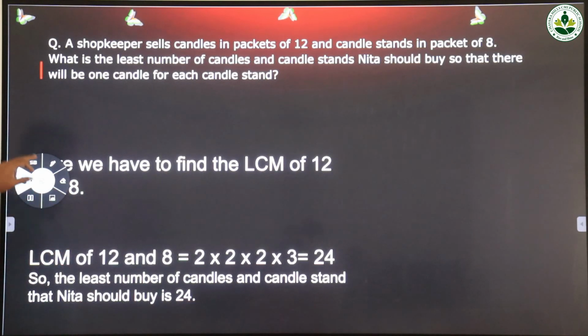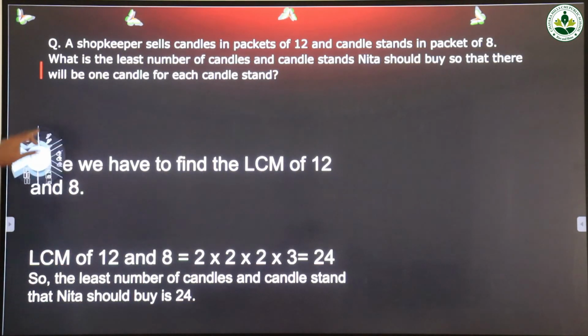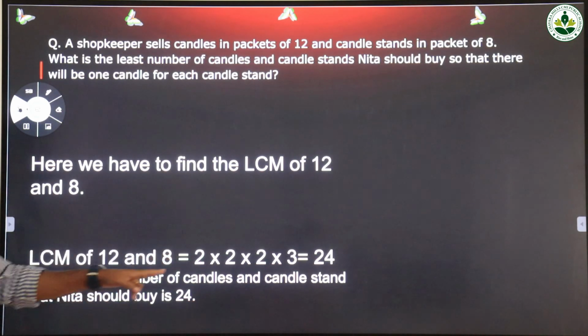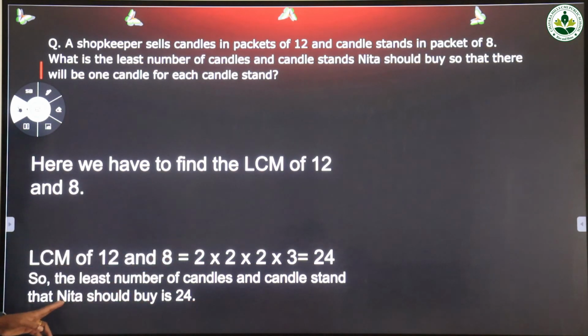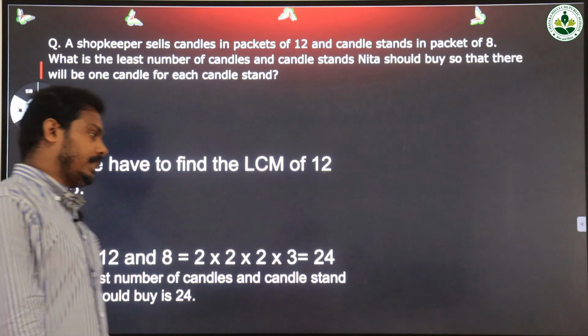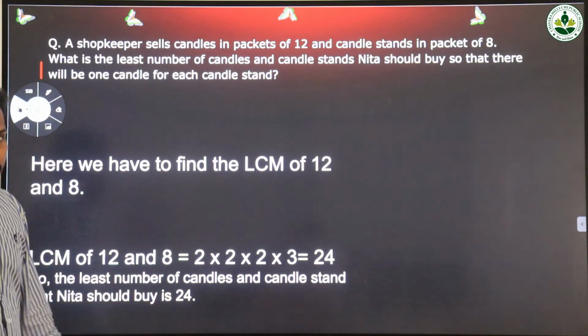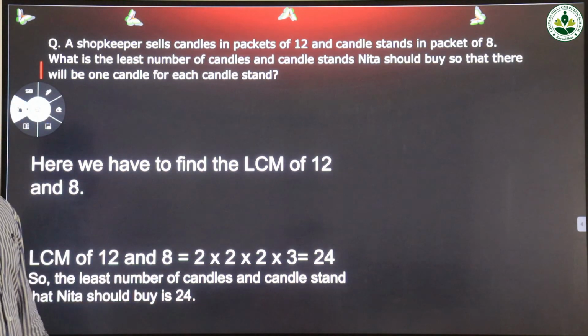We have to find the LCM of 12 and 8. LCM of 12 and 8 is 24. So the least number of candles and candle stands that Nida should buy is 24. She must buy 24 candles, at least 24 candles.